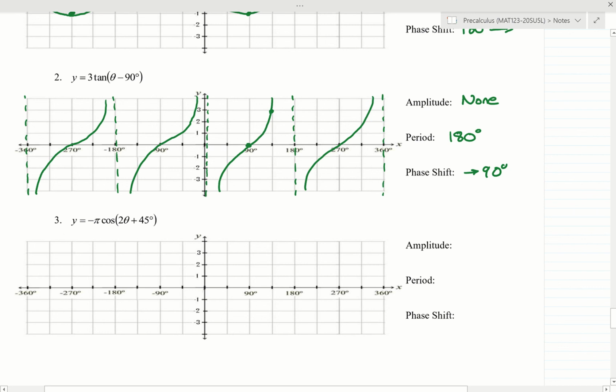All right, so now let's move on to the next one. Even though there's pi, we're still in degrees. And let's go ahead and figure this out.